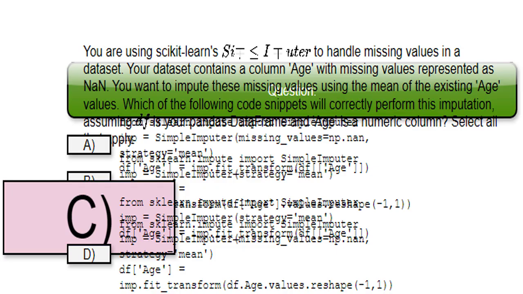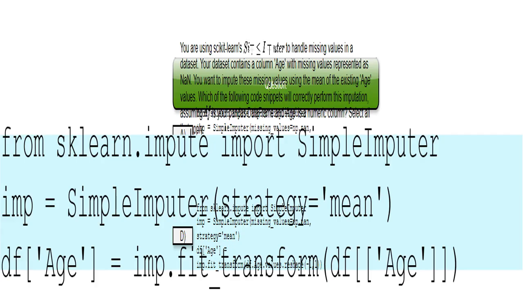In this final option, I'm explicitly setting the missing_values parameter to np.nan and the imputation strategy to the mean. The input data is explicitly converted to a NumPy array using values and reshaped using reshape(-1, 1) before imputation. This is similar to lines 4, 6, and 8. This is the second line of code of option D.